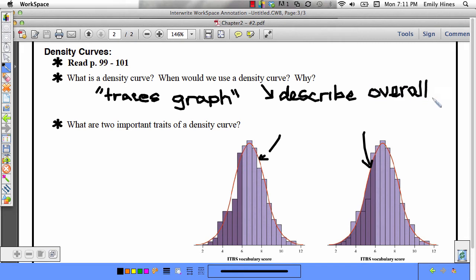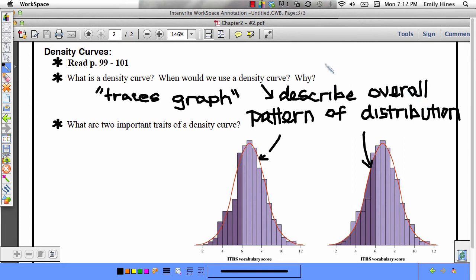Okay, we use a density curve to describe the overall pattern of the distribution. So maybe I don't know exactly what every data point is, but in general I know the general shape. So I can use a density curve to describe that general shape. So I know if it's skewed left, I need to draw a density curve that looks like this. I know if it's approximately symmetric, I need to draw a density curve that looks like this.